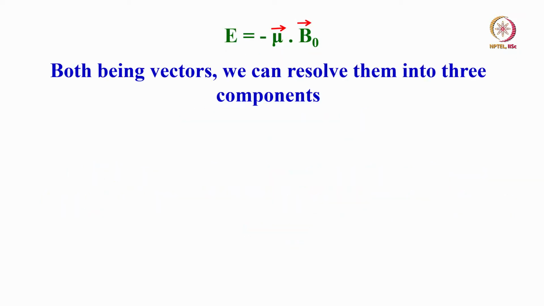So, we continue further. Both are vectors. Mu is a vector, B naught is a vector, and we can resolve them into three components, x, y and z directions. So, it can be written as E equal to minus of (mu x Bx plus mu y By plus mu z Bz).